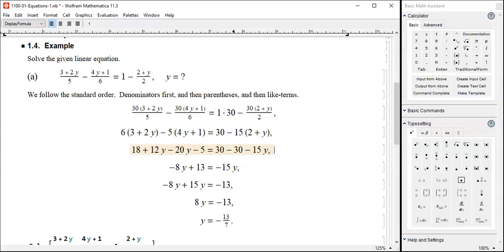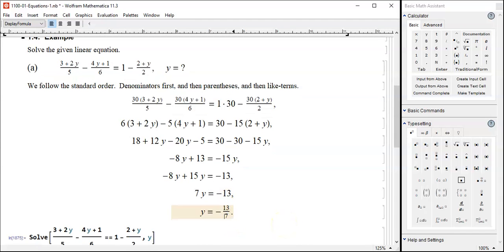Now we have only like terms. Okay, take those like terms together, y parts together, number parts together, and then further like terms, move this 15y to the other side to get the y parts and the number parts. Final division by, oh, excuse me, a typo. Okay, final division by that.